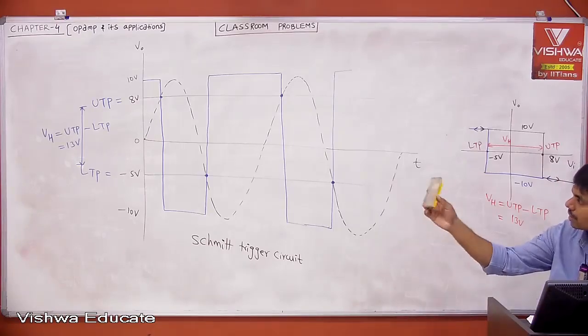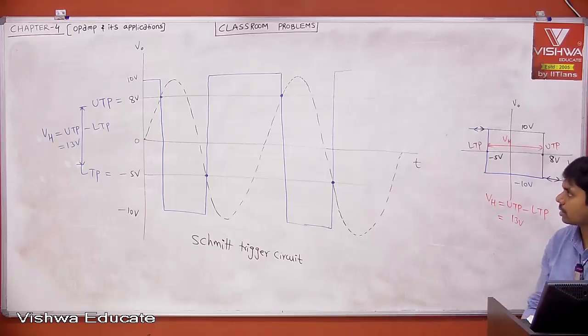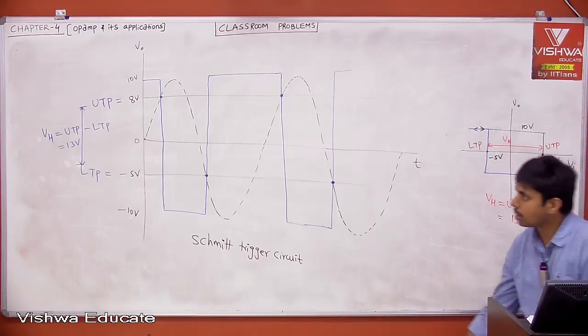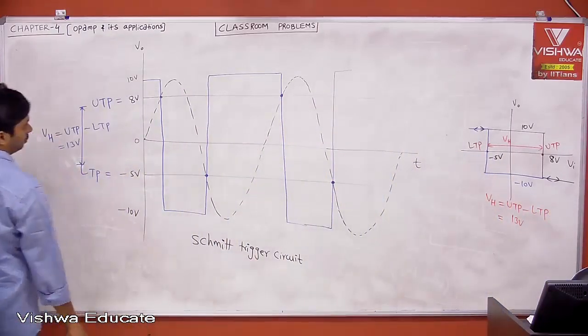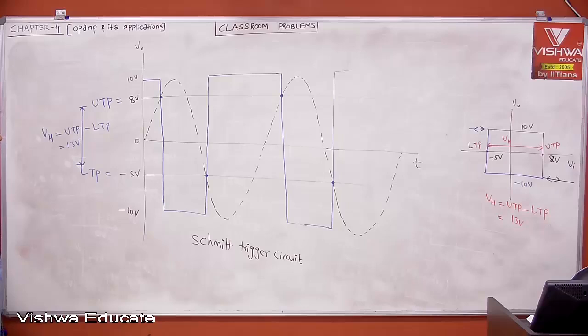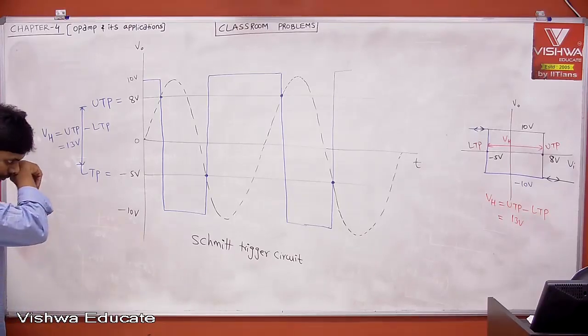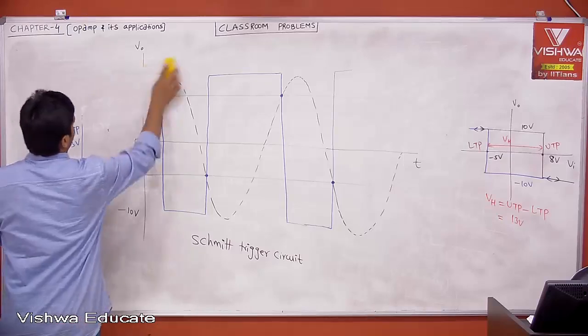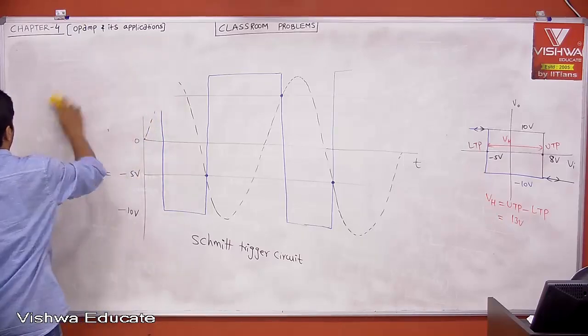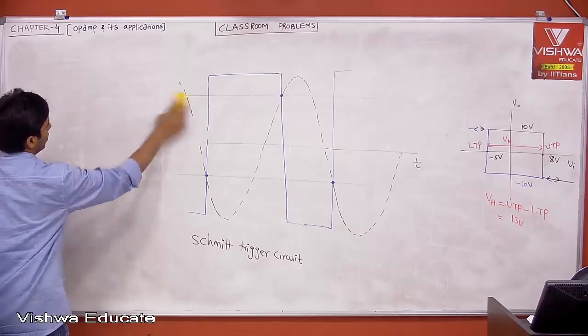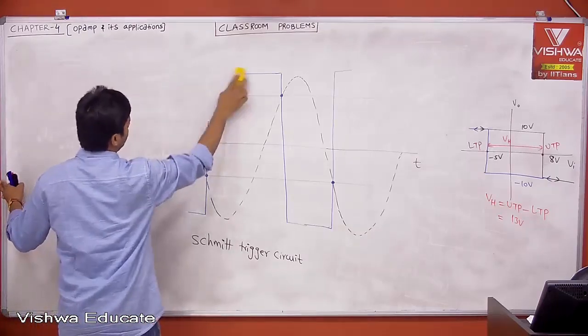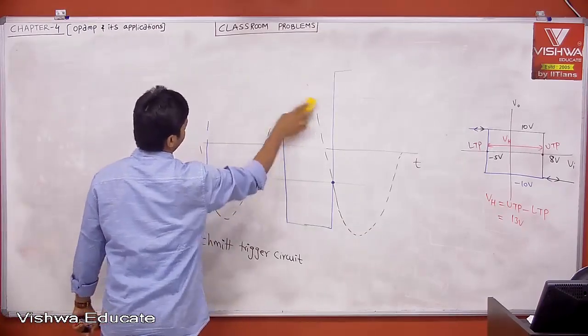Typically we ignore the first half cycle or full cycle, then we can consider the next cycle. Okay, that's fine. Now problem number 16. And after that we can go for multivibrators: bistable, astable, monostable.